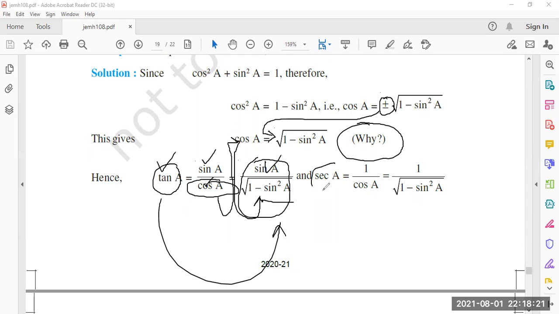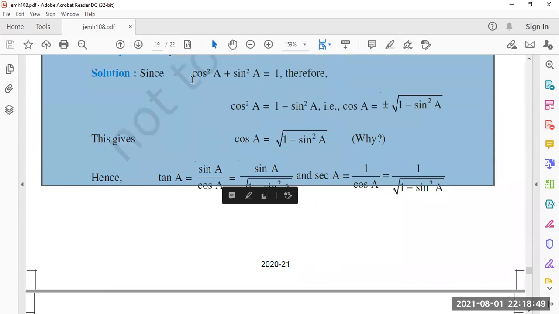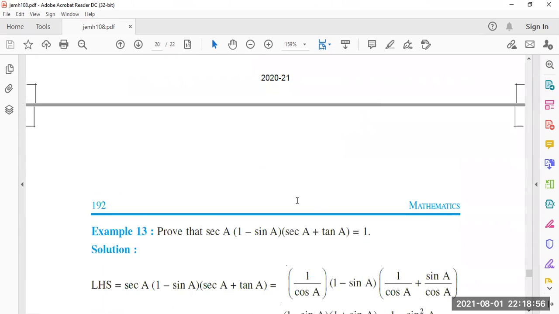The same way the secant ratio: secant a is equal to 1 upon square root of 1 minus sin square a. Here also we see that all the terms other than 1 are only sin. So all the ratios that are asked in the question are expressed in terms of sin a. So this is one example based on the trigonometric identity. One simple basic identity is taken, and the same is expanded and used again and again in this question.